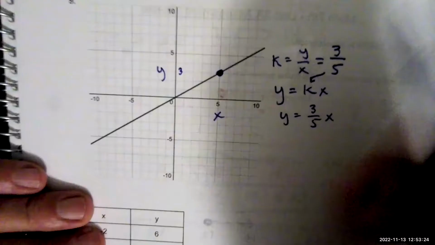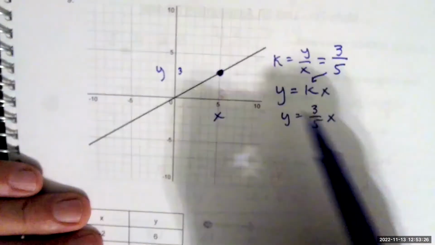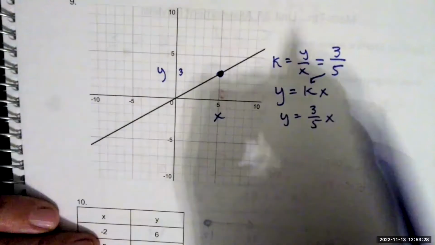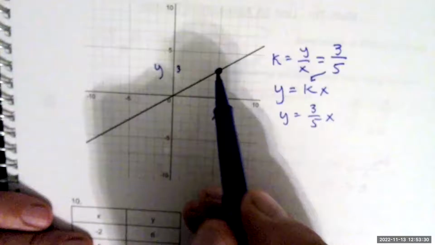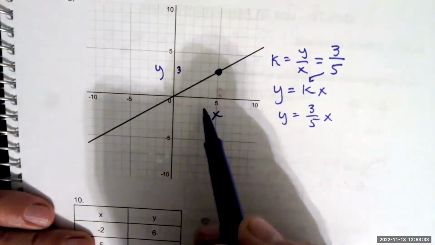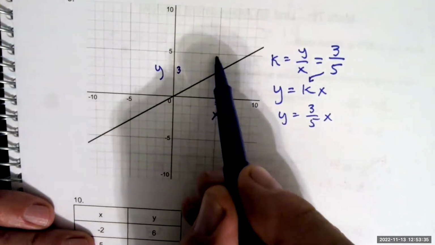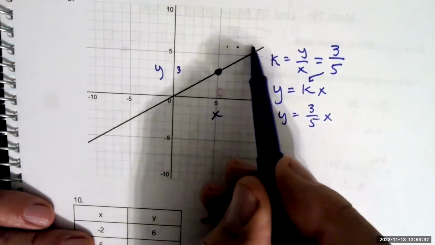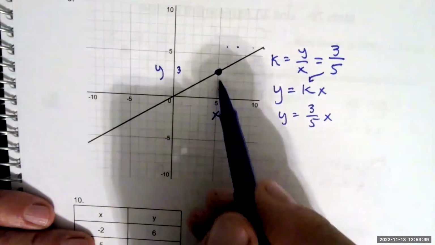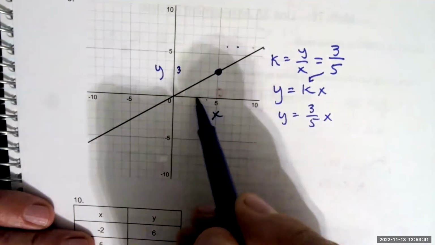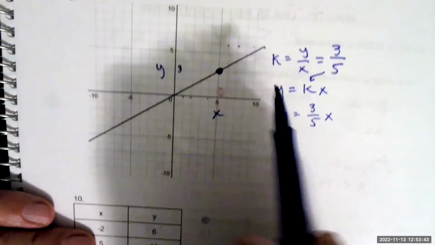You can check it by looking at the line. Is it going up or down? It is going up. So that's a positive slope. So we did good on that one. And we can check it. We could go up 3, 1, 2, 3, over 5, 1, 2, 3, 4, 5, and you can see we touch it. We can go down 3, 1, 2, 3, over 5, 1, 2, 3, 4, 5, and we touch the line. So it worked out good.